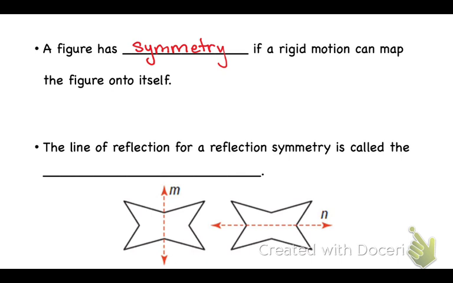Okay, a figure has symmetry if a rigid motion can map it onto itself. So could translate map something onto itself, can it? No. We had reflect. Can we reflect something onto itself? Yeah. We had rotate. Can that rotate onto itself? Yeah. Okay. So a line of reflection for a reflection symmetry is called the line of symmetry.